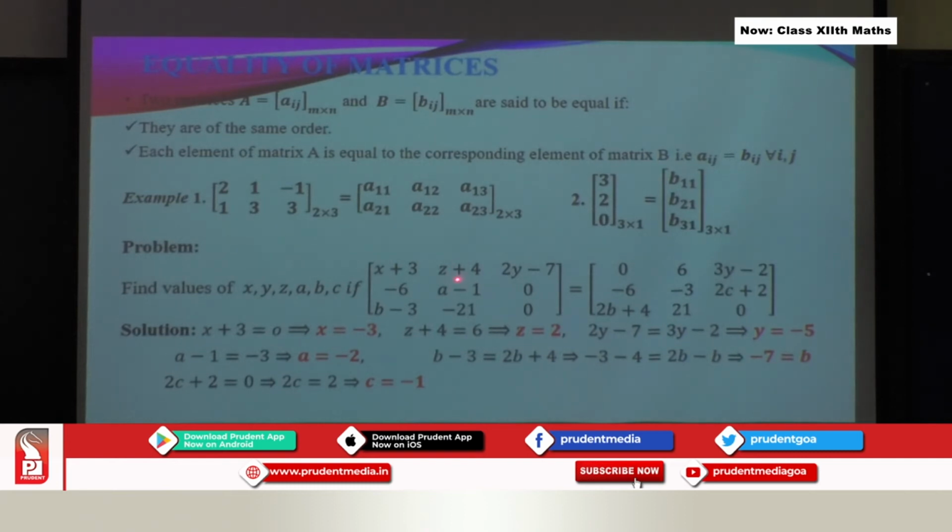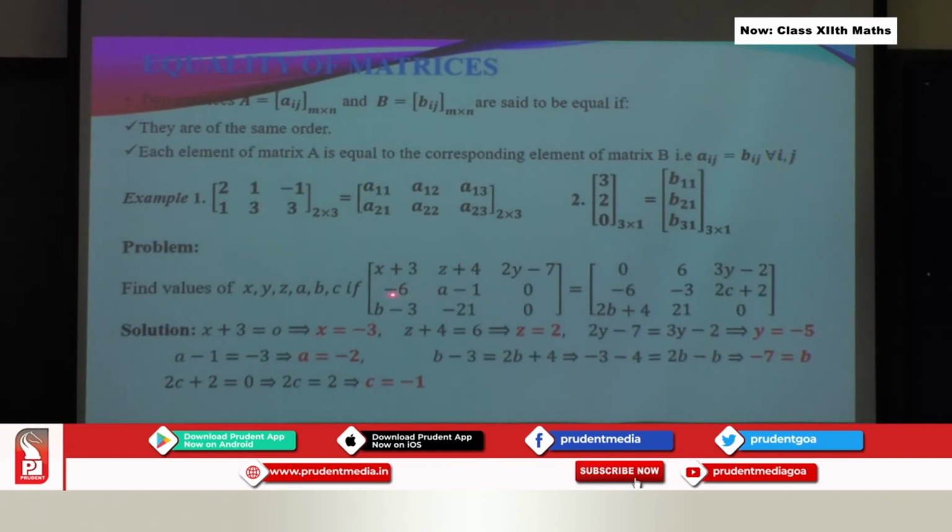Let's go to the second position. It is the 1, 2 position. So z plus 4 is equal to what? 6. Z plus 4 is equal to 6, which gives me the answer z equal to 2. And when I proceed further, here you get 2y minus 7 is equal to 3y minus 2. So you get an equation in the form of y. When I solve it further, I get y is equal to minus 5. I got the values of x, y and z, and now I am proceeding further.